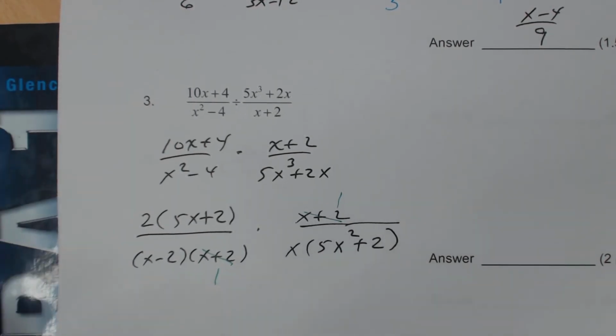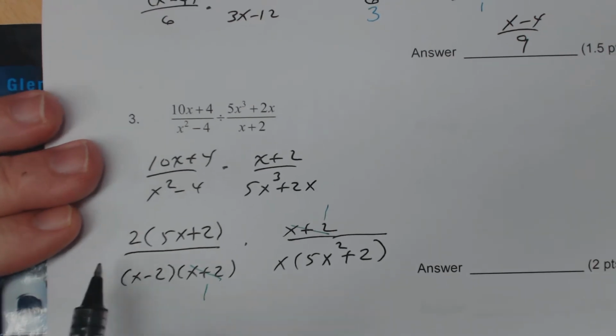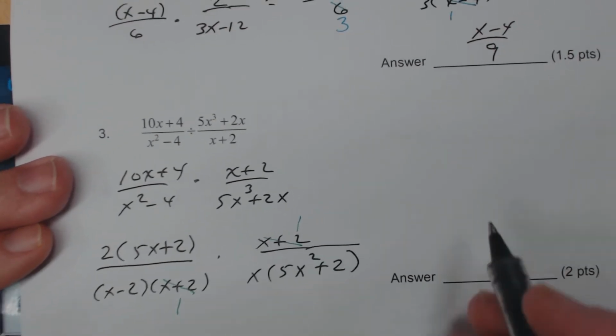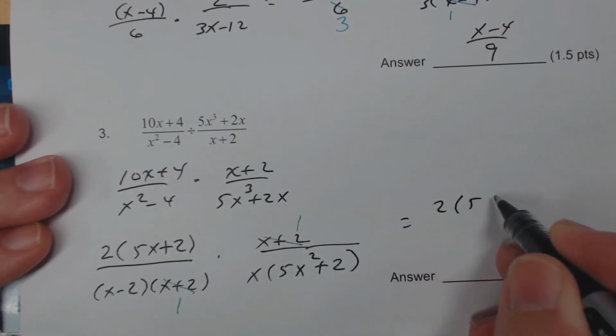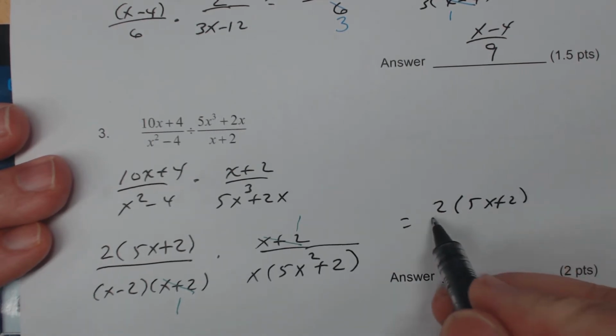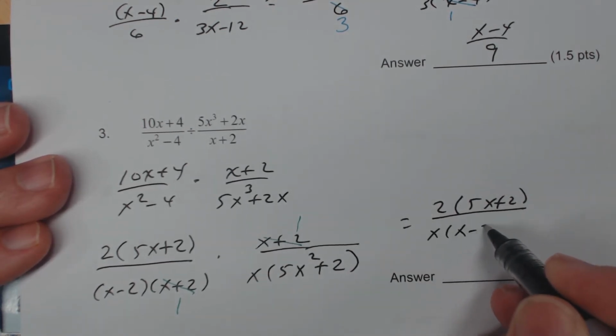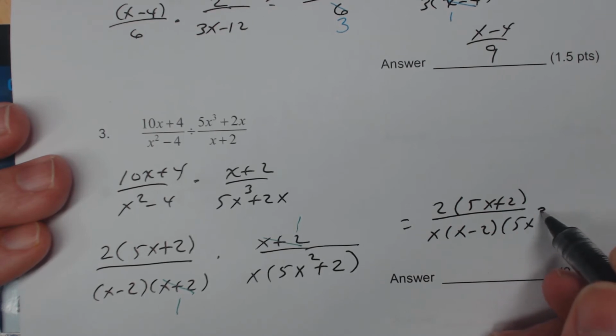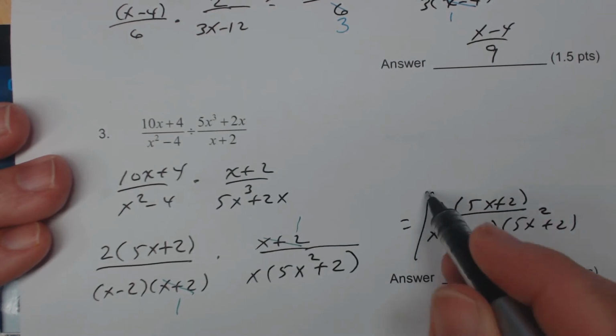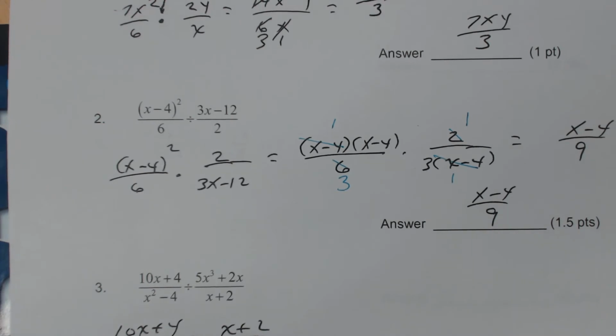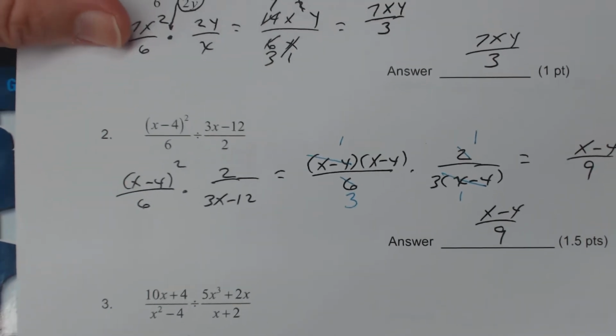And you're done. So the answer is going to be 2 times 5x plus 2 times 1, which is 2 times 5x plus 2, divided by x minus 2 times x times 5x squared plus 2. So there are going to be 3 factors in my denominator, but always put the monomial factor first. So it'll be x times x minus 2 times 5x squared plus 2. So that'll be your answer for that one. All right, number 4. So let's do number 4.